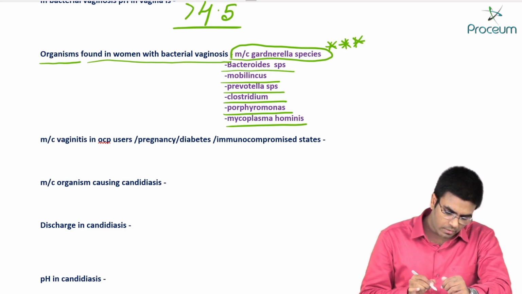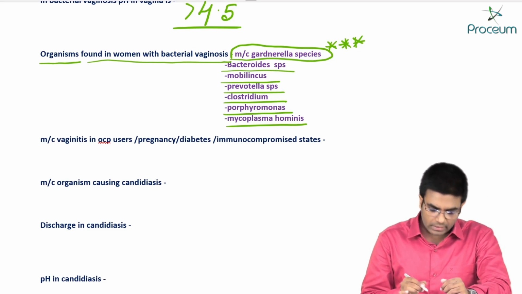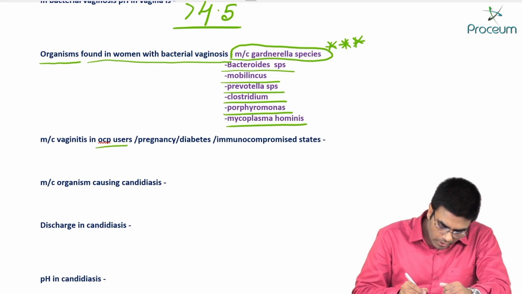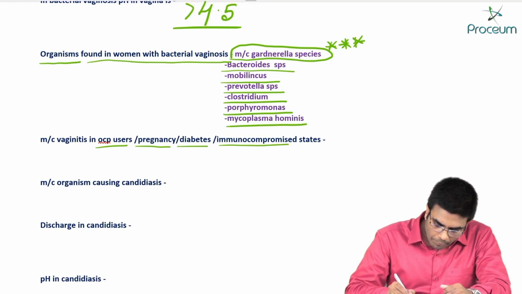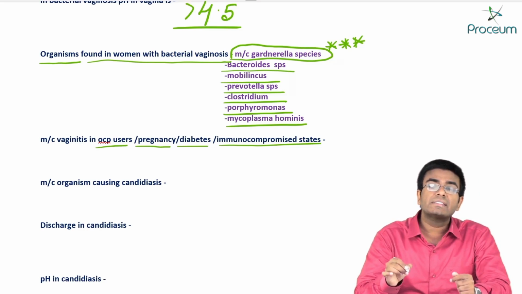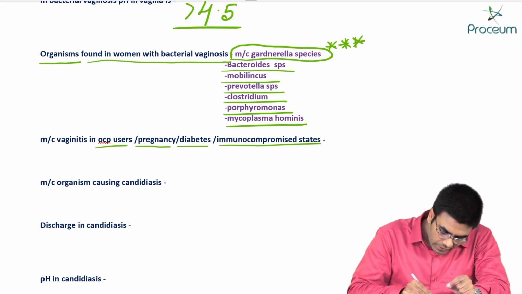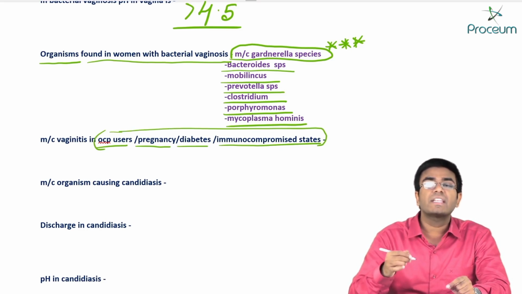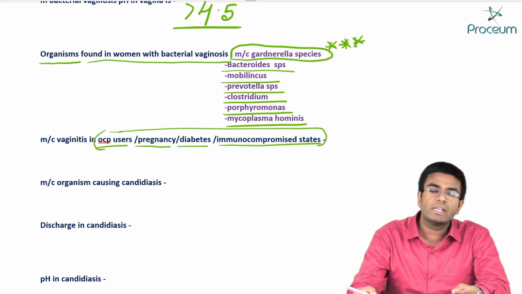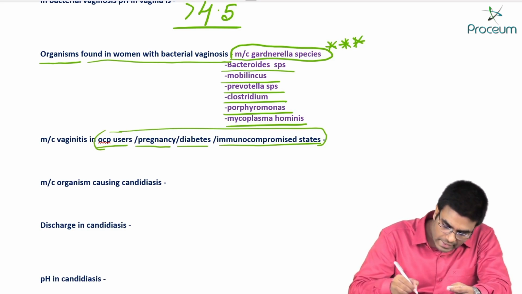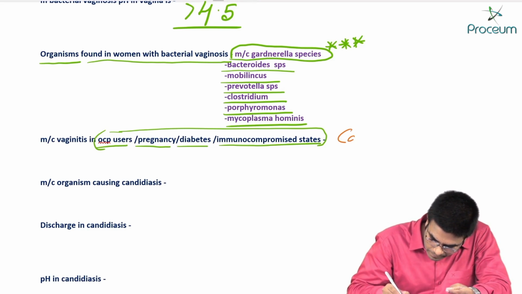Now, most common vaginitis in OCP users, that is oral contraceptive pill users, or in pregnancy, in diabetes patients, or immunocompromised states like HIV. What is the vaginitis that is mainly seen in this particular group of people? Is it bacterial vaginosis, trichomonas vaginitis, candidiasis or atrophic vaginitis? It is candidiasis.